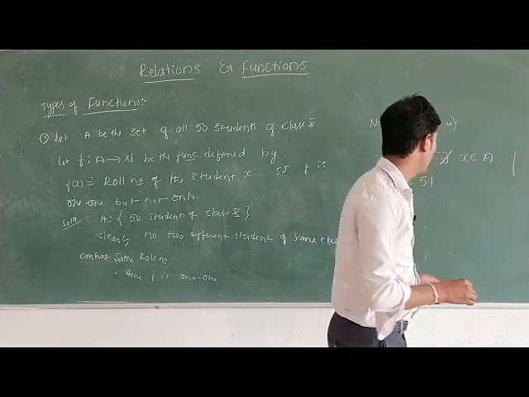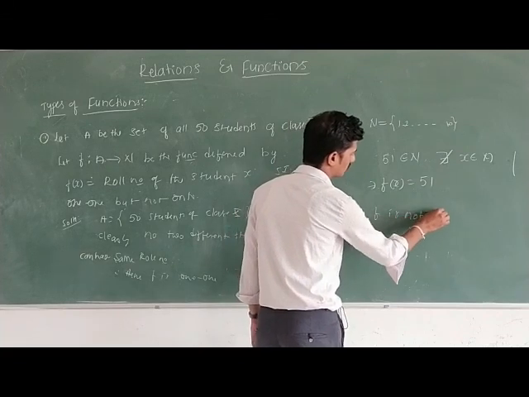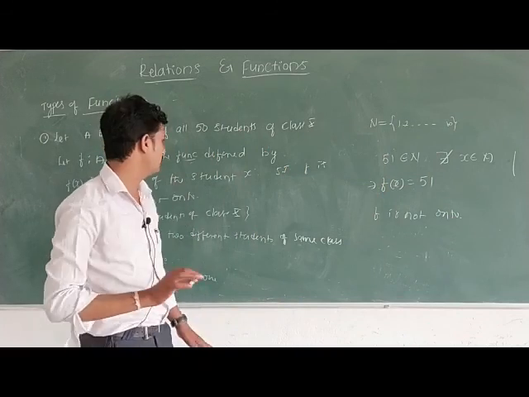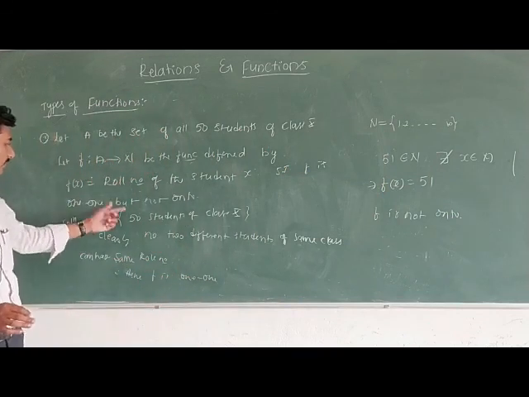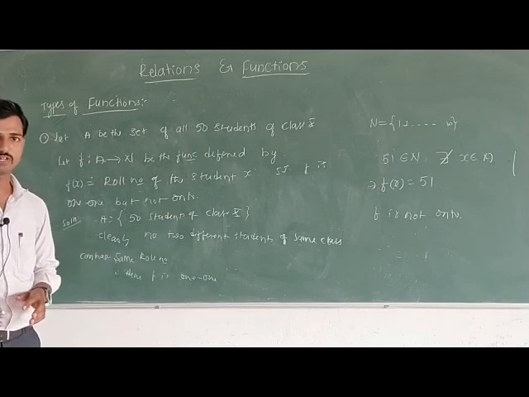So therefore we can say this function f is not onto. This function f is not onto. Okay, so then we conclude that the given function f is one-one but not onto. I hope you understand this.